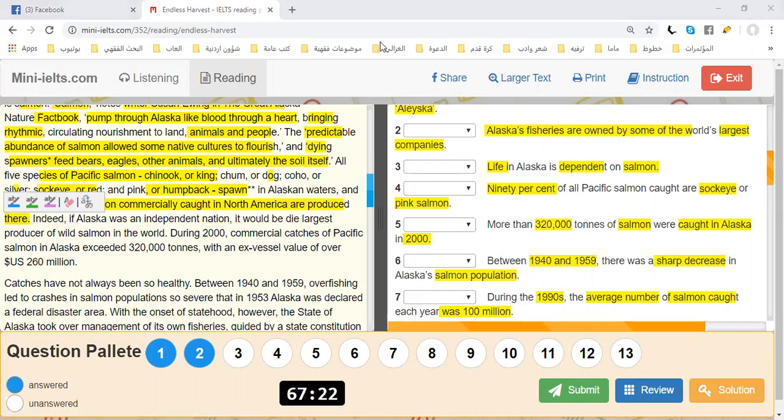So, 90% of all Pacific salmon caught are sockeye or pink salmon? Fatima said false. Mustafa said not given. Ayman said not given. Actually, the correct answer is not given. Why is it not false? Can you tell me, Fatima, how much is the percentage of sockeye or pink salmon?